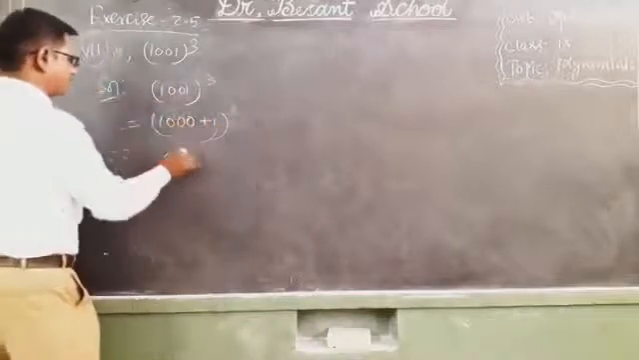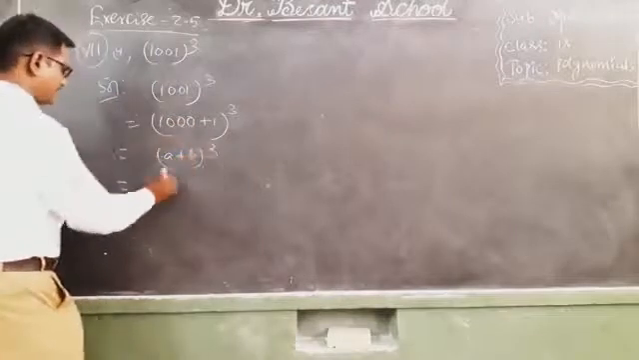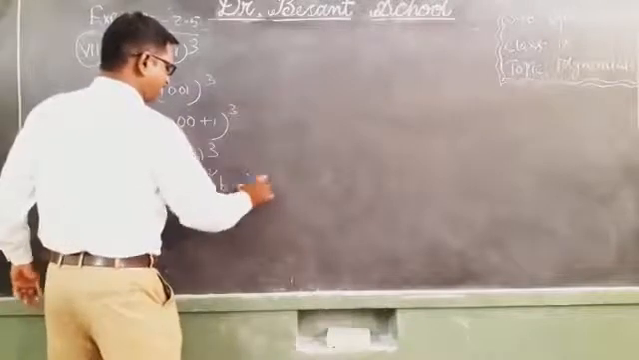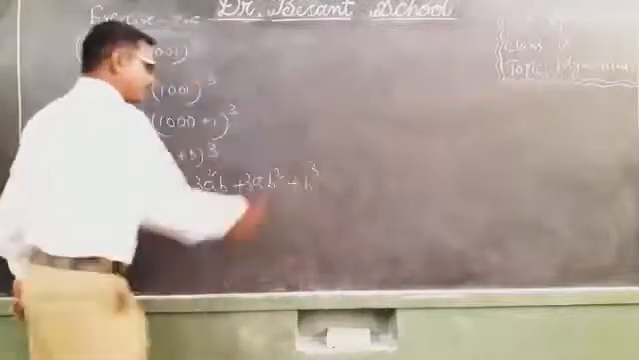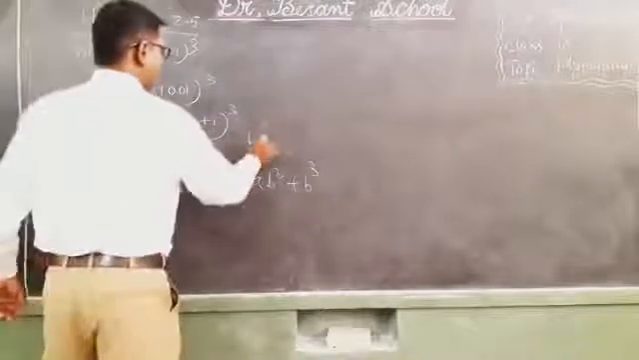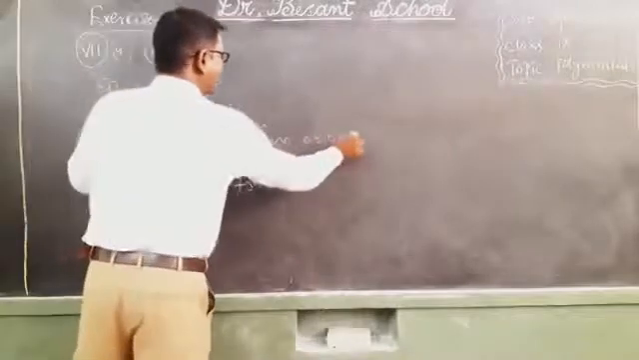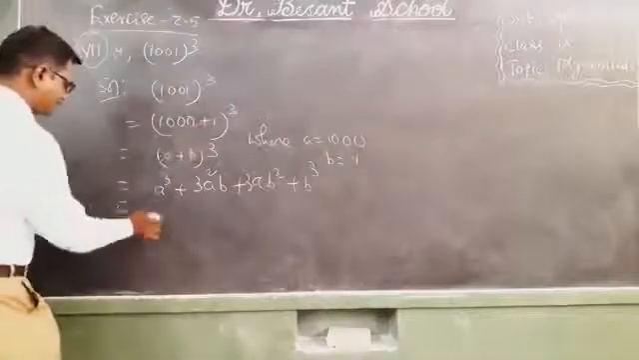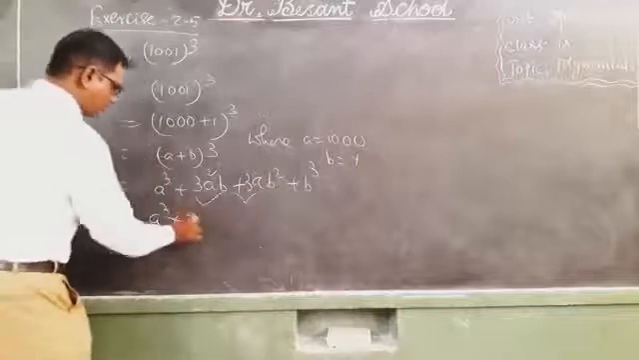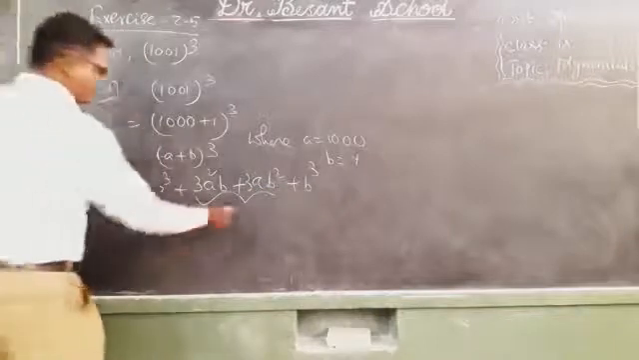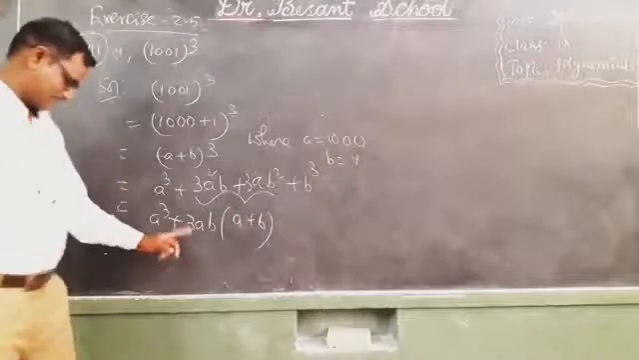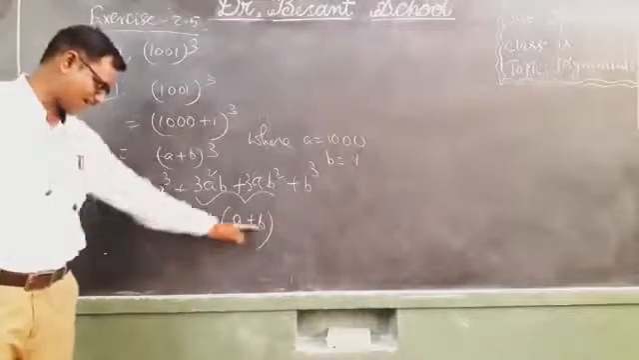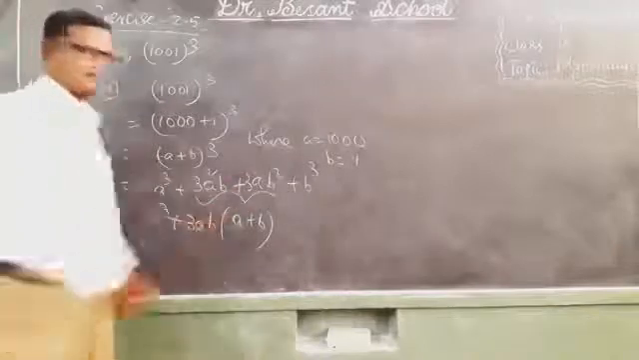So this is of the form a plus b whole cube. This is a cube plus 3a square b plus 3ab square plus b cube. That is the formula for a plus b whole cube. We need to write where a is equal to 1000 and b is equal to 1. Again it can also be written as a cube plus 3ab as common into a plus b. Why? Because 3ab into a is 3a square b, plus 3ab into b is 3ab square, plus this is b cube.